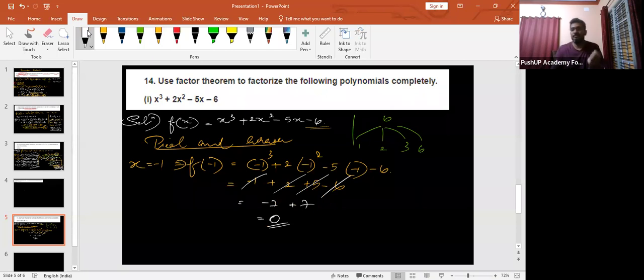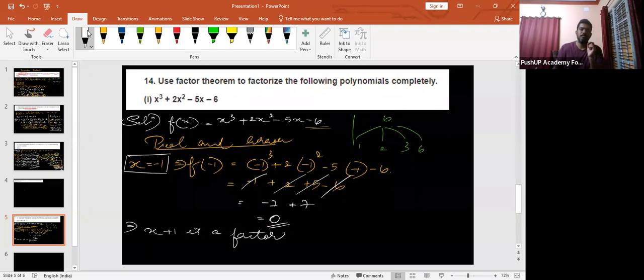Yes. So children, when I took x as minus 1, I got 0 as the remainder, right? So this implies x plus 1 is a factor.